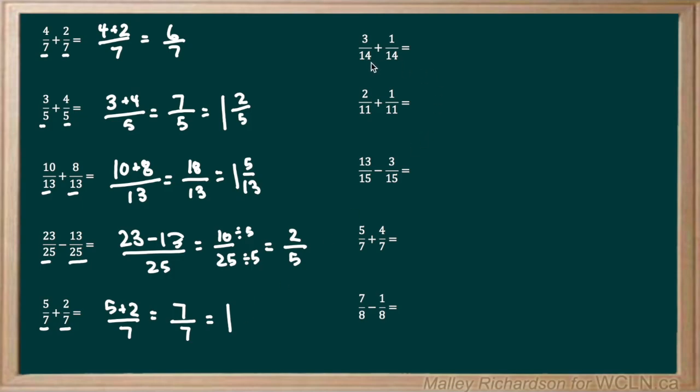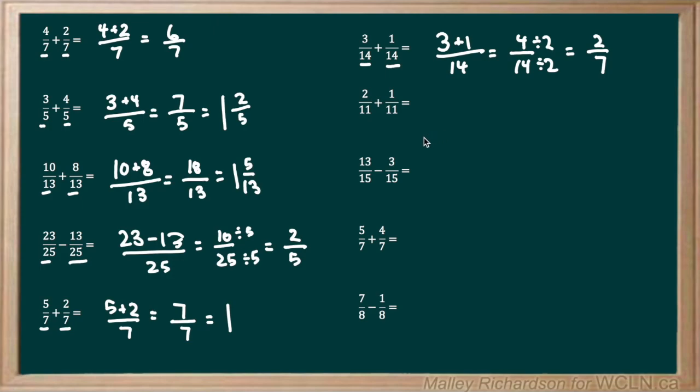Now moving up here, we have 3 over 14 plus 1 over 14. They have the same denominator, so we're just going to add the numerators of 3 plus 1 all over 14. And we're left with 4 over 14. 4 over 14 can be reduced down by a factor of 2, so we're going to divide the top and bottom by 2 to give us 2 over 7 as our final answer.